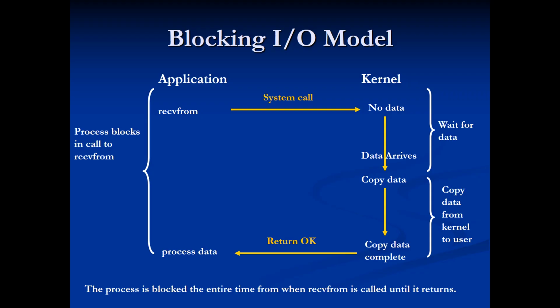And once the data is completely copied, the receive from returns. So from the time you call receive from, when there's no data, to the time when data arrives, to the time when the data copy is completed, that whole time is blocking. So the process is blocked the entire time from when receive from is called until it returns.